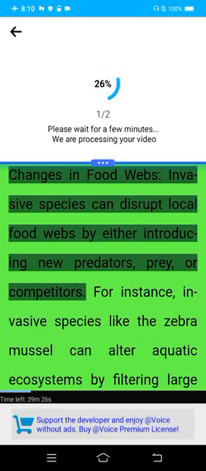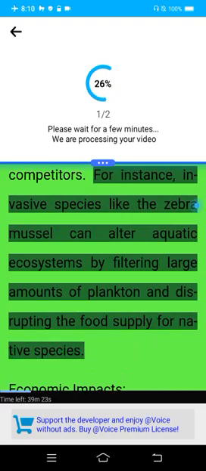Changes in food webs. Invasive species can disrupt local food webs by introducing new predators, prey, or competitors. For instance, invasive species like the zebra mussel can alter aquatic ecosystems by filtering large amounts of plankton and disrupting the food supply for native species.